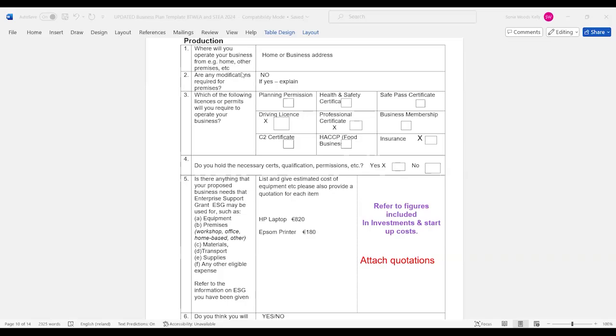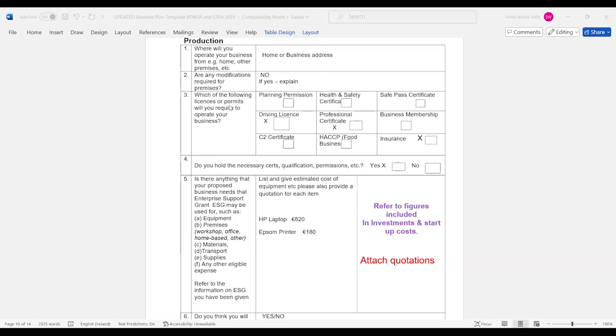The next question asks, are there any modifications required for the premises? If the answer is no, include no here. If the answer is yes, write yes and give an explanation of the modifications that are required for the premise.